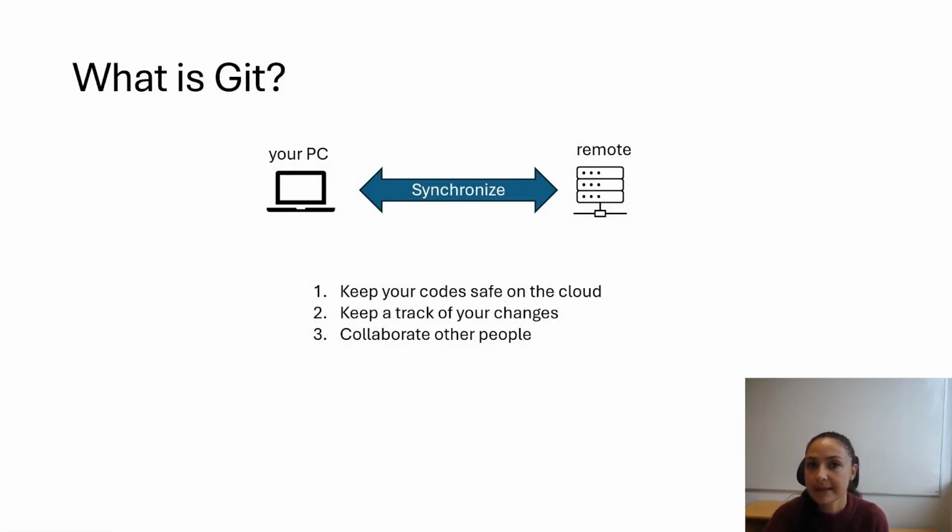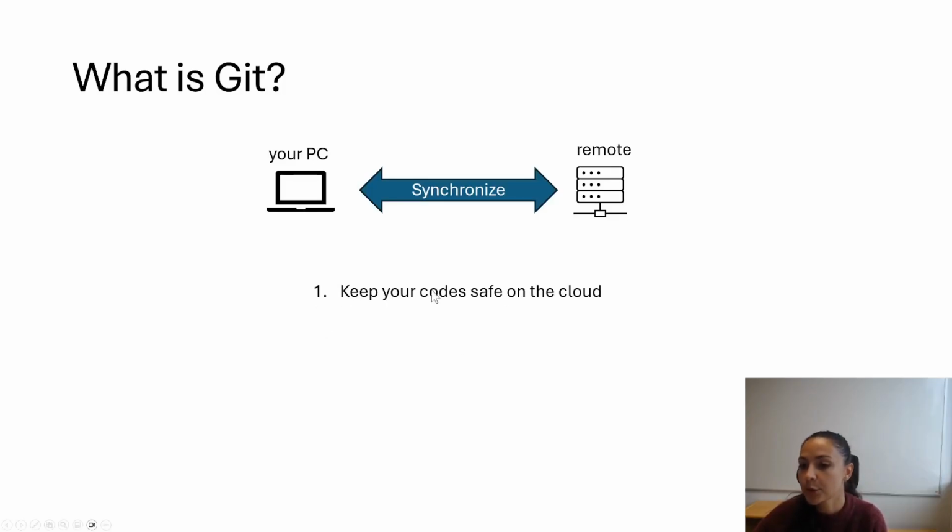To understand Git, maybe I can tell you the three main purposes of why Git is even needed and why it was created. The first one is to keep your code safe on the cloud. The second one is to keep track of your changes on your code. And the third one is to collaborate with other people. What do I mean by that?